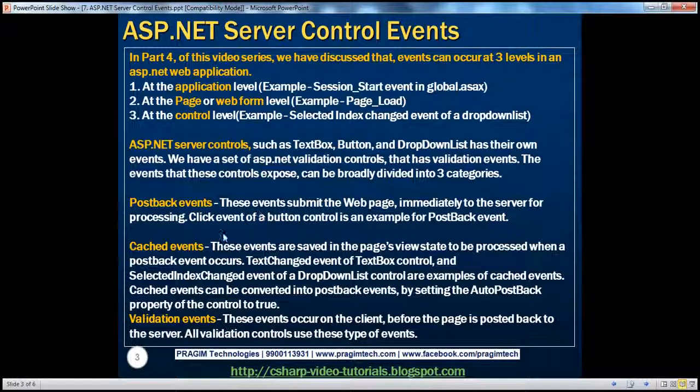Now we have another category of events called cached events. Now what do we mean by cached events? These events are saved in the page's view state to be processed when a post-back event occurs. And examples of cached events include text changed event of a text box control, and along the same lines, selected index changed event of a drop-down list control. Let us actually see what we mean by cached events.